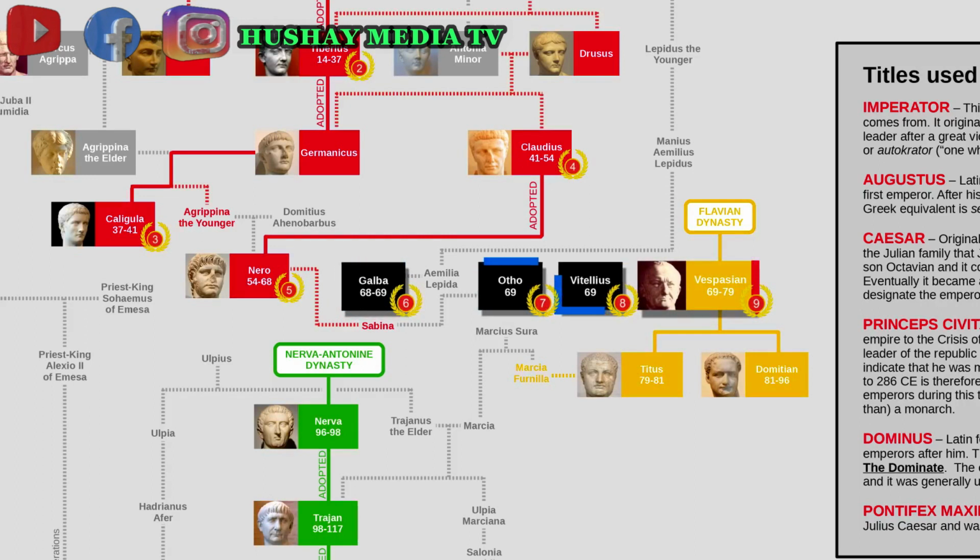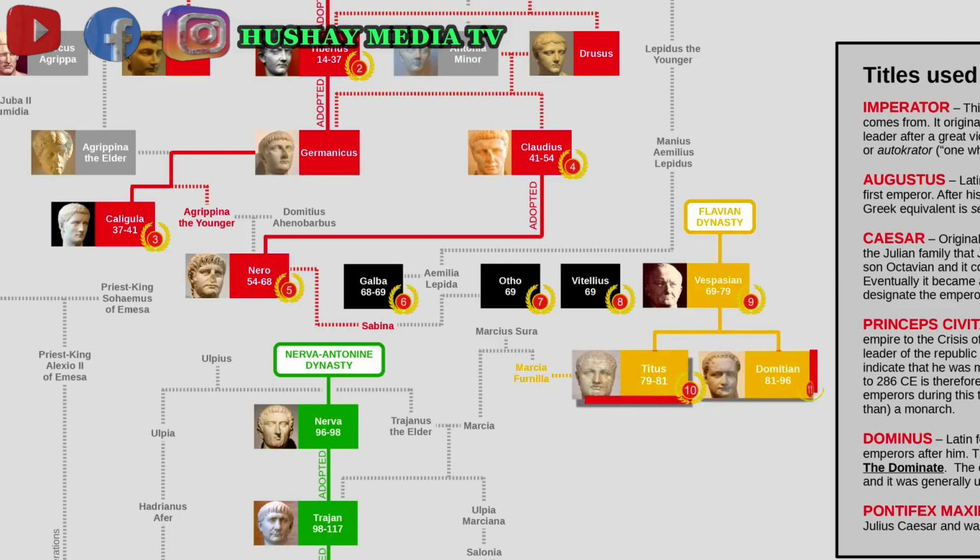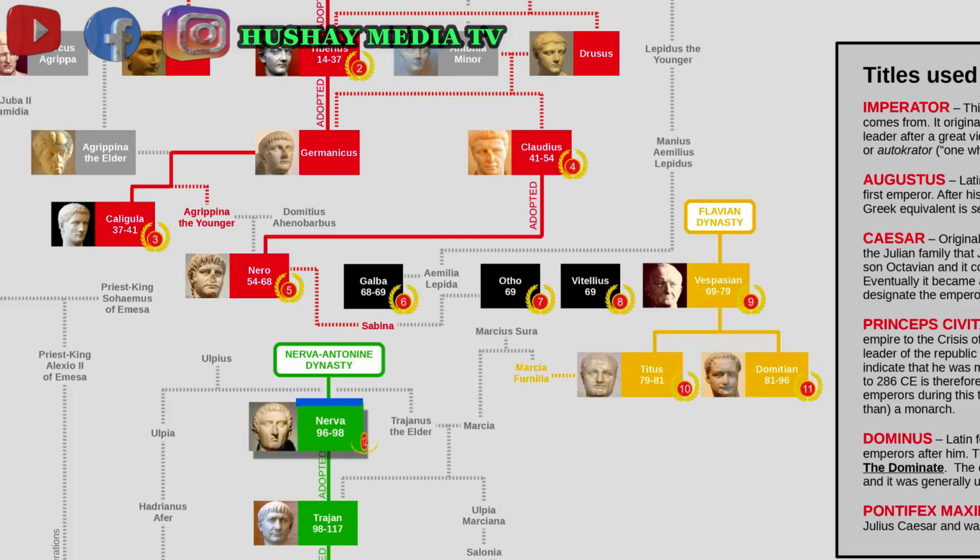Eventually, Vespasian won out and became emperor for the next 10 years. He is the start of a new but rather short dynasty known as the Flavian dynasty. After he died, he was followed by his 2 sons, Titus and Domitian. Domitian ended up being assassinated, after which his advisor Nerva was proclaimed emperor.